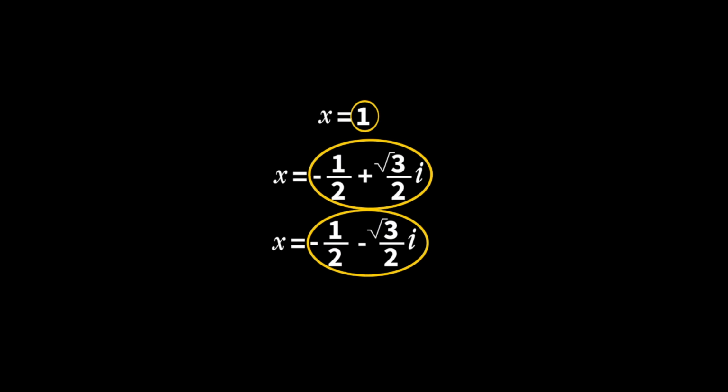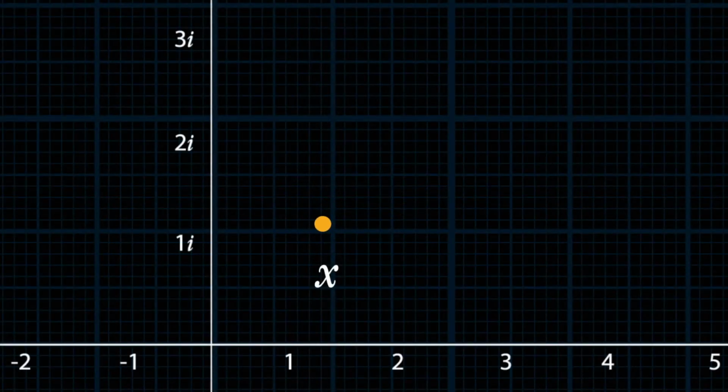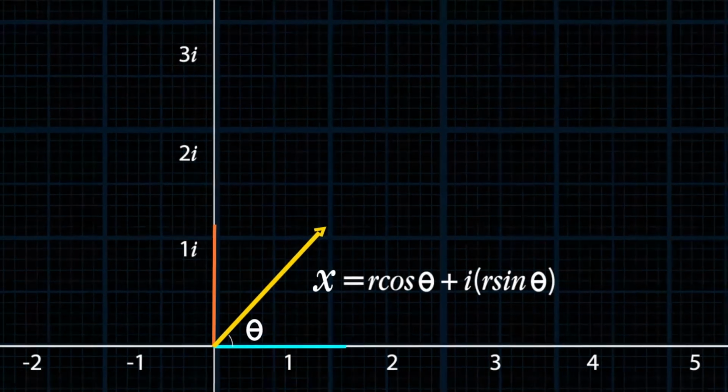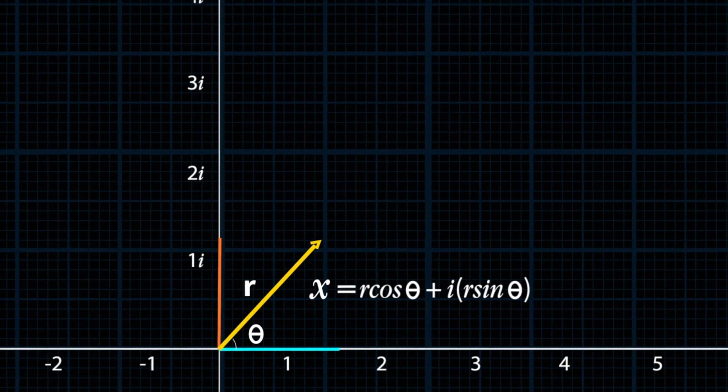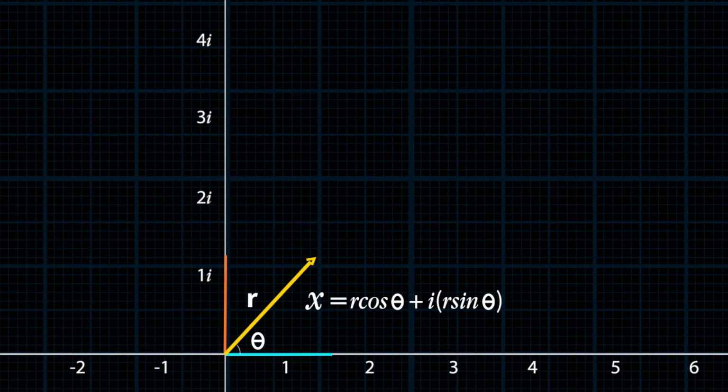But there is another, more visual way to solve this problem, and it involves the complex plane. Since we are trying to solve the problem geometrically, it's a good idea to represent x in its polar form. Here r, the distance from the origin, is called the magnitude of x, and the angle theta is its argument.